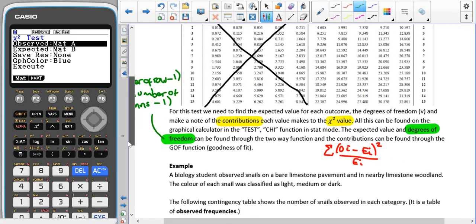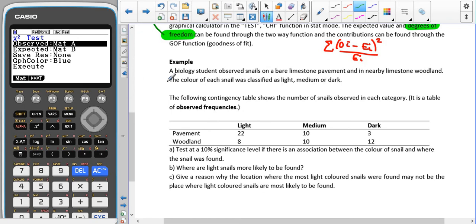So I'm going to have a look at an example. Here we've got a student who observed snails on a bare limestone pavement and nearby limestone woodland. The colour of each snail was classified as light, medium or dark. The following contingency table shows the number of snails observed in each category, and this table is called our observed frequencies.